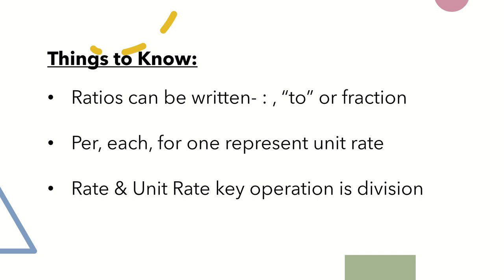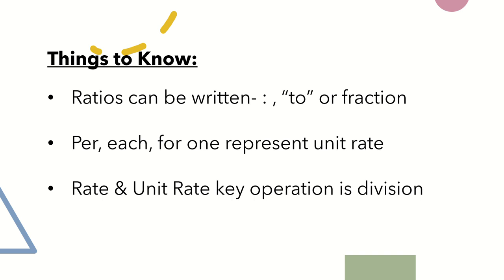Ratios can be written with a colon, the word "to," or as a fraction. Remember, since it can be written as a fraction, we need to reduce or simplify it just like a real fraction. Per, each, and for one are just a few words that represent unit rate. For rate and unit rate, the key operation is usually division. Once you divide and find the cost for one, you can usually multiply to find the cost for the others.